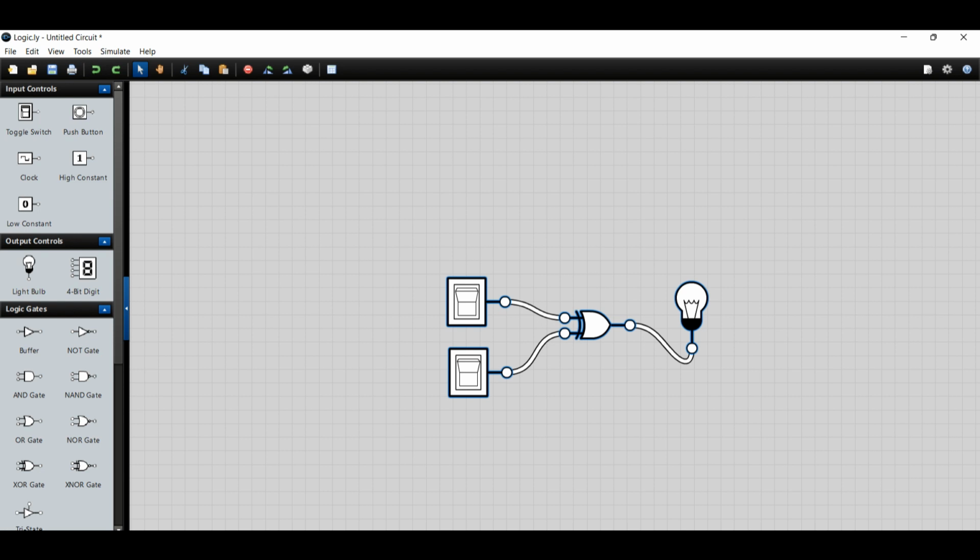XOR gate. The output is high when any one of the inputs is high. The output is low when both the inputs are low or both the inputs are high.